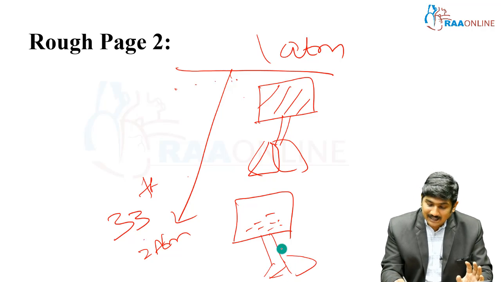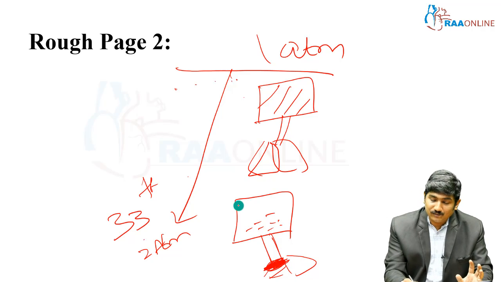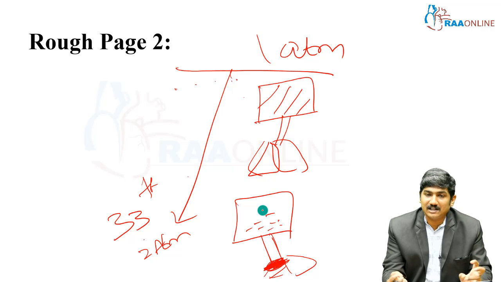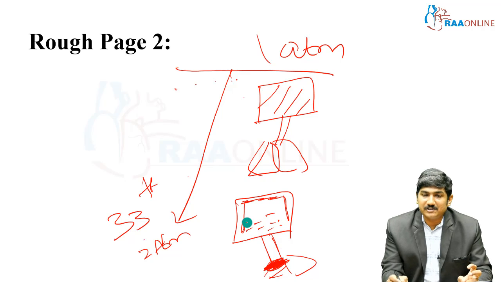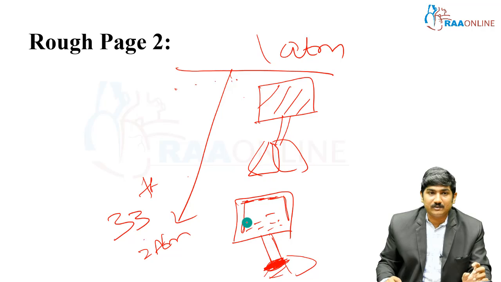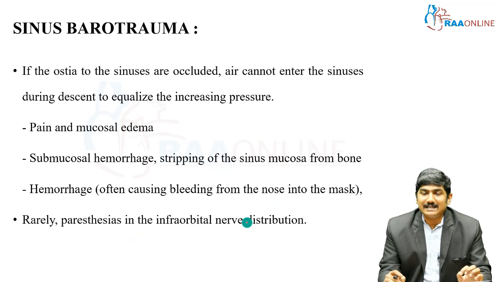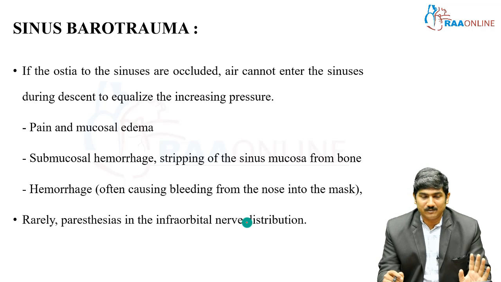But in case this ostia is closed, and the sinus cannot get more air, this vacuum which is being created there has a negative suctioning effect, so that the mucosal membrane will rupture. Complete tearing of the mucosa can happen. The patient can develop blood flowing out of his mouth and his nose and into the mask as well. Okay. So if the ostia of the sinuses are occluded, air cannot enter the sinuses during descent to equalize the increasing pressure. This leads to pain and mucosal edema, submucosal hemorrhage, stripping of the sinus mucosa from the bone, and hemorrhage, often causing bleeding from the nose into the mask.